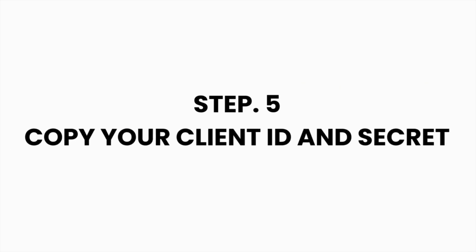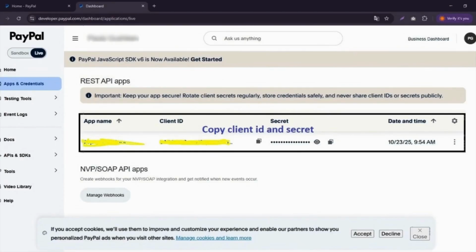Step 5. Copy your client ID and secret. You will now see two important items, client ID and secret. Copy both of these carefully. These are your secure API details that allow Sellora to process return payments.